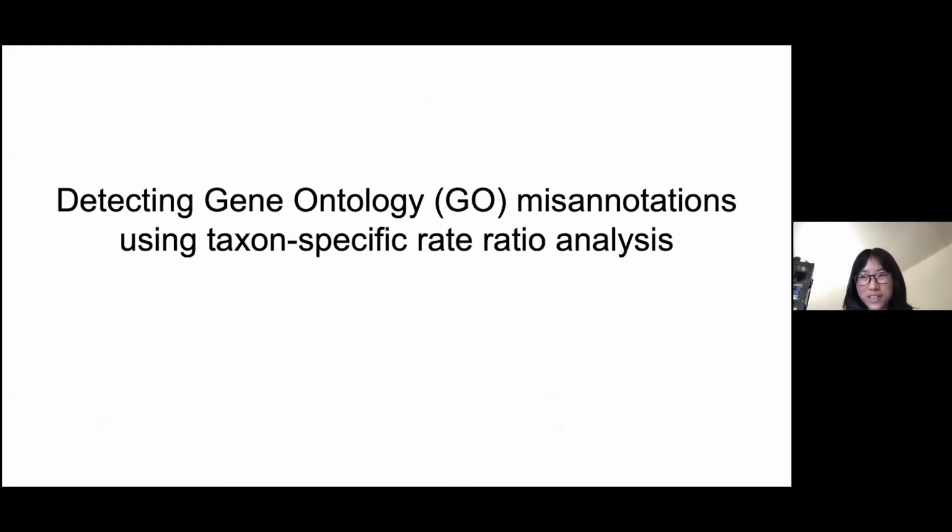Let's talk about science. In this project, we developed a taxon-based ratio method to detect GO misannotations. Here we also point out where the misannotations come from.